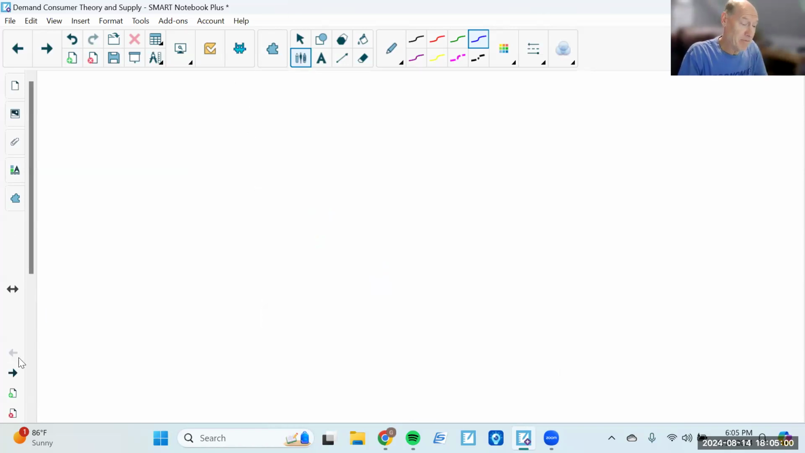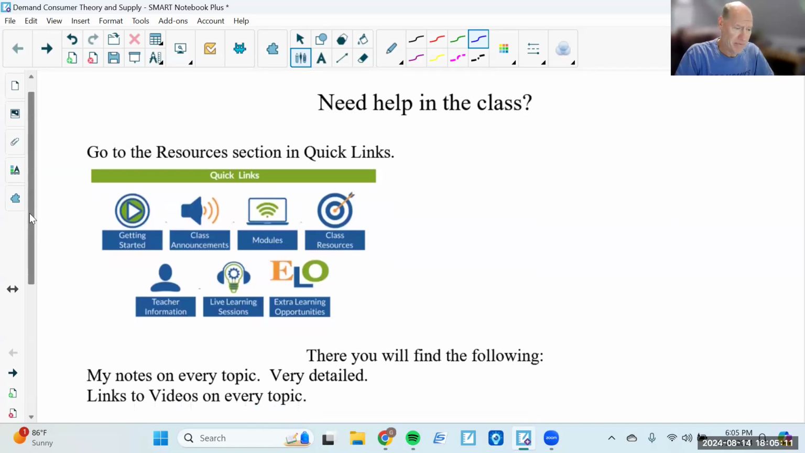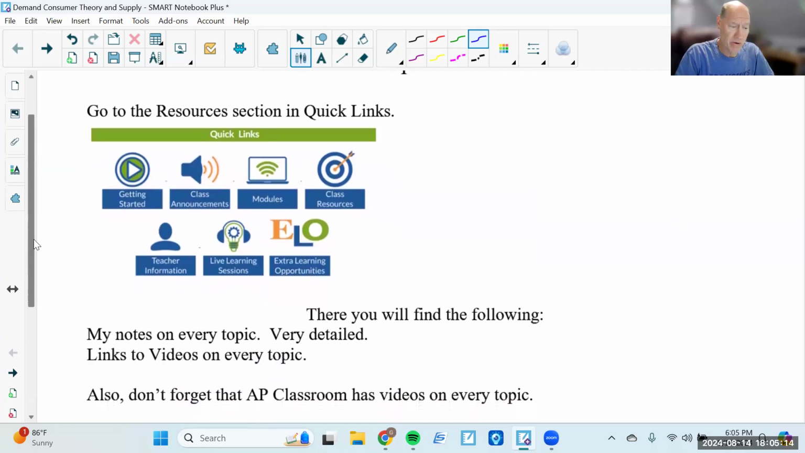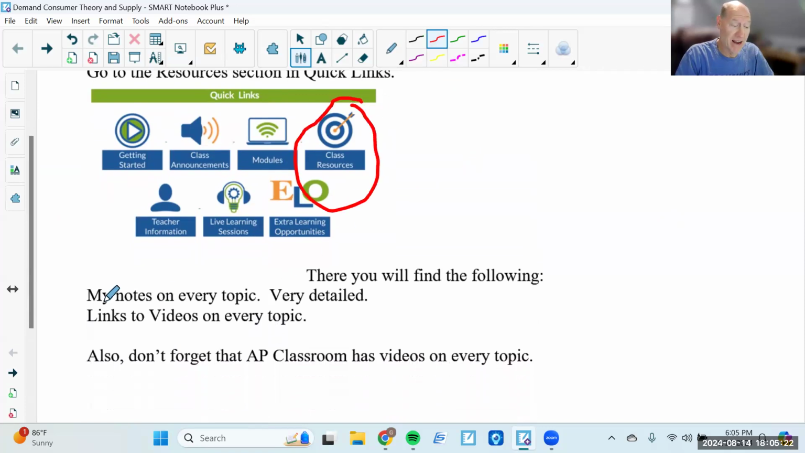So anyway, what I'm going to do tonight is talk, like I said, about demand, utility theory, and supply, hopefully. I do want to say right up front that if at any point you have trouble understanding something in the class, you get in touch with me, go to the class resources section. In that, I've got my notes, very detailed, probably more detailed than any of the videos you're watching. It's very boom, boom, boom, and it covers everything you need to know for this course. It also gives you links to videos you can watch.